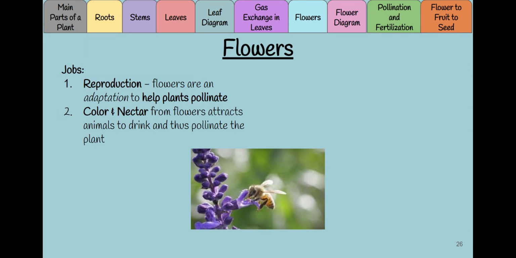Flowers. There's jobs of flowers. There's reproduction. Flowers are an adaptation to help plants pollinate. Two, color and nectar from flowers attracts animals to drink and thus pollinate the plant. So there's a honeybee coming in to pollinate, but it's actually trying to get the nectar.